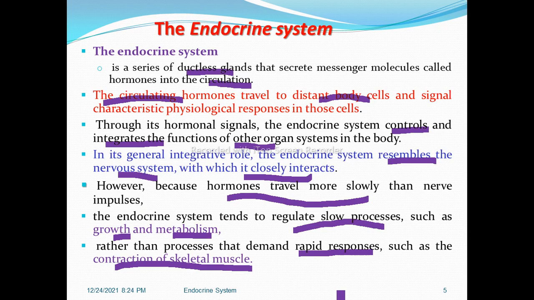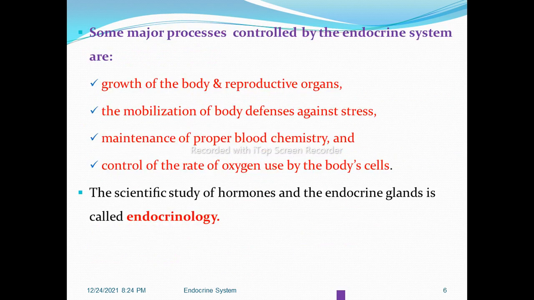Okay, those two systems. Next, some major processes controlled by the endocrine system are, for instance, growth of the body, our body grows, and reproductive organs like testes, ovaries, and other reproductive organs. Also the mobilization of body defense against stress. When there is stress, there is a defense mechanism to control that stress. Maintenance of proper blood chemistry and control of the rate of oxygen used by the body cells. These are activities controlled by the endocrine system.